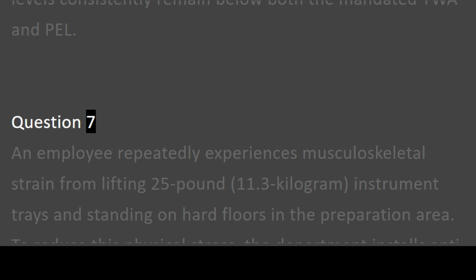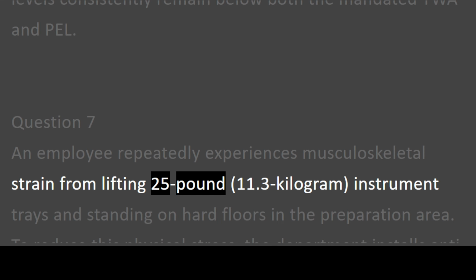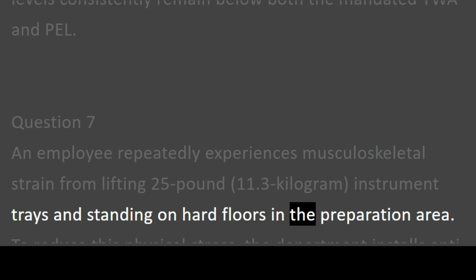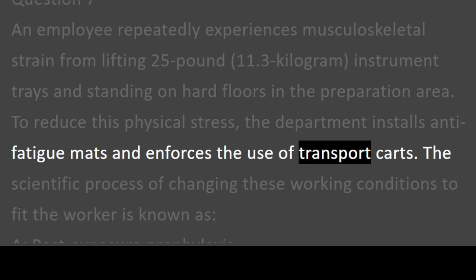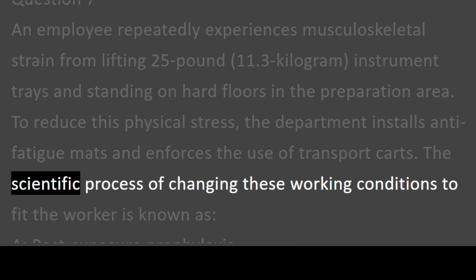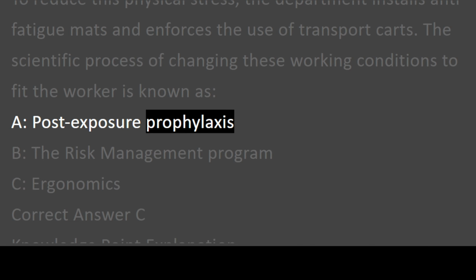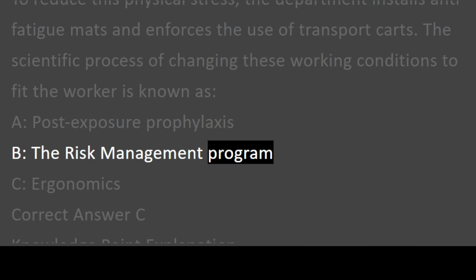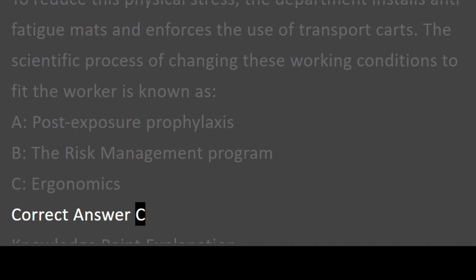Question 7. An employee repeatedly experiences musculoskeletal strain from lifting 25-pound, 11.3 kilogram, instrument trays and standing on hard floors in the preparation area. To reduce this physical stress, the department installs anti-fatigue mats and enforces the use of transport carts. The scientific process of changing these working conditions to fit the worker is known as A. Post-exposure prophylaxis. B. The risk management program. C. Ergonomics. Correct answer C.